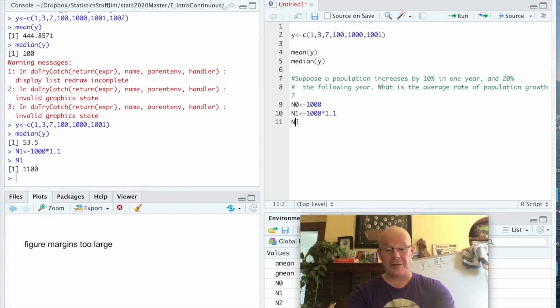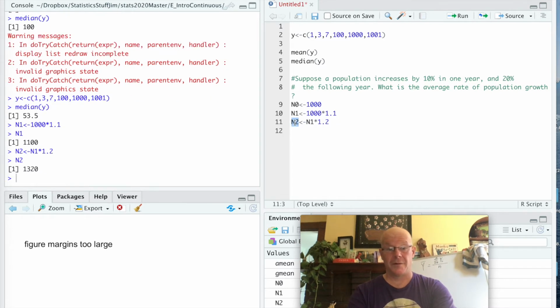Next, we want to calculate our population size at the end of the next generation. So it's going to be N1 times, and now we have a 20% population growth, so our net reproductive rate is 1.2. And so 1,320 is what we would expect if we started with 1,000 individuals. The first generation had a 10% growth, and the next generation had a 20% growth.